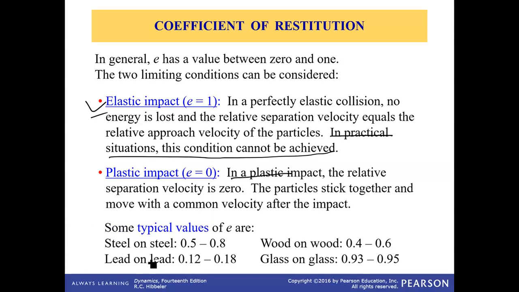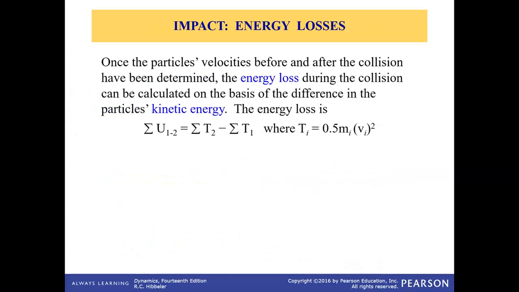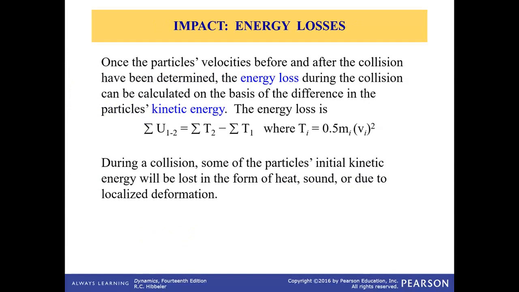These are typical values of coefficient of restitution for different objects. If you have a steel ball colliding with a steel ball, this is the range of e. The highest range is for glass on glass. If two glass marbles collide with each other, there is minimum loss of energy between them, and that's why it has the highest value of coefficient of restitution. This loss of energy can be calculated using the kinetic energy equation: the loss of energy is nothing but the kinetic energy of the system after impact minus the kinetic energy of the system before impact.